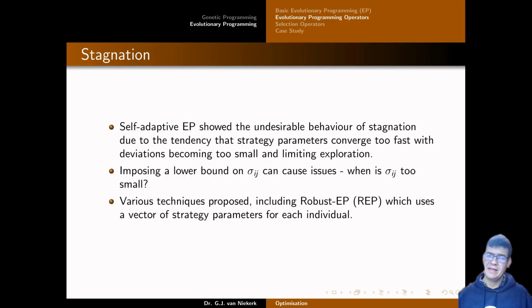Now, self-adaptive EP has shown the undesirable behavior of stagnation. In other words, it doesn't really make any progress, and the reason for that is the strategy parameters tend to converge faster than the actual solution that you want to evolve. The way to circumvent that, of course, is to put a lower bound on sigma ij. So when it drops below a certain value, you just cap it to make sure that there is at least some kind of mutation that keeps on occurring, so that there's progress that can be made.